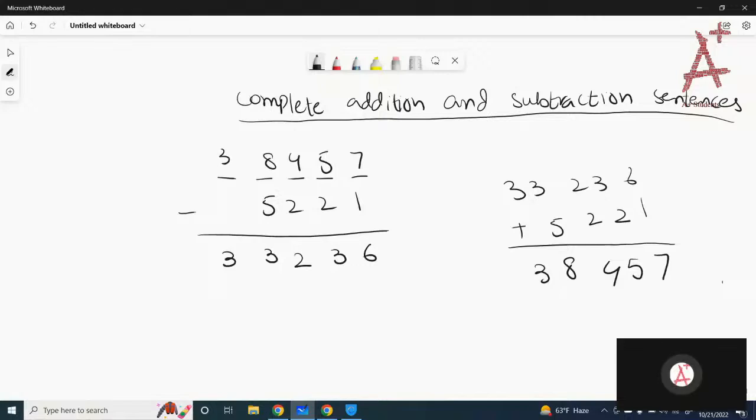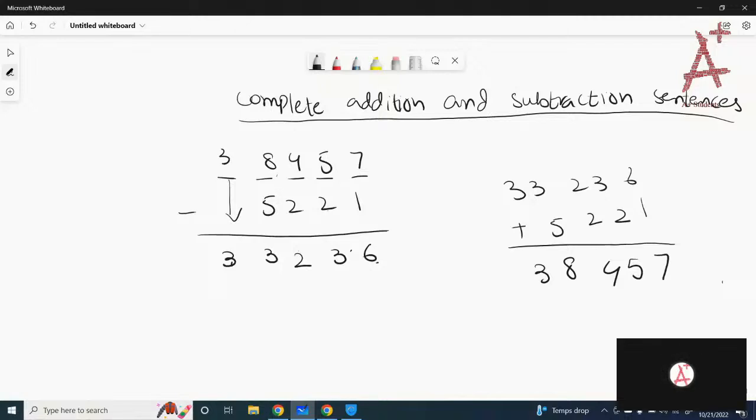You can check by subtracting. 7 subtract 1 is 6. 5 subtract 2 is 3. 4 subtract 2 is 2. 8 subtract 5 is 3, and here you have 3. You write 3 as it is. Got it? That means the one that is missing is 38,457. Whenever you are given a difference, you have to add the given number to the difference. And whenever you are given a sum and you have to find a missing number, subtract the given number out of the sum.